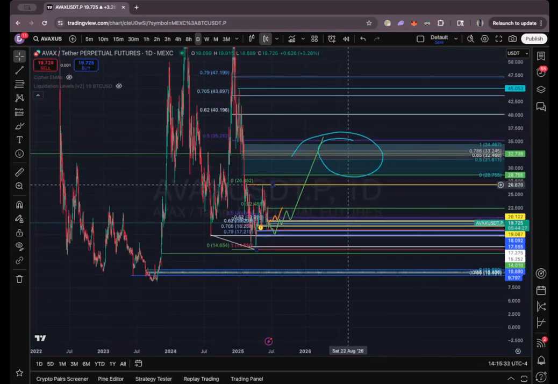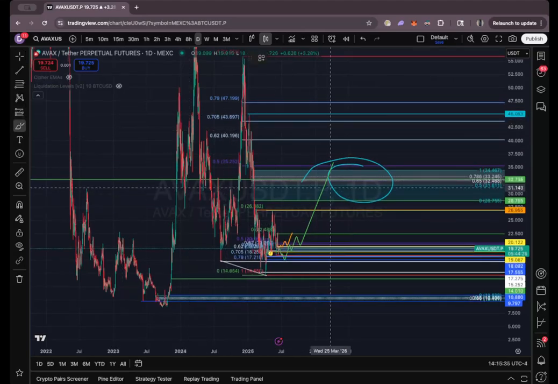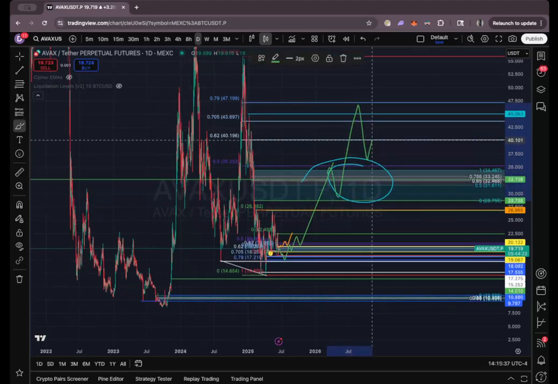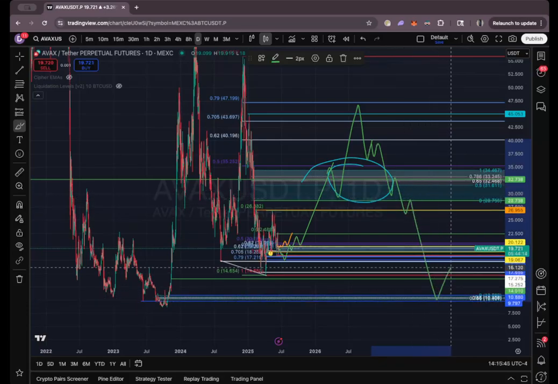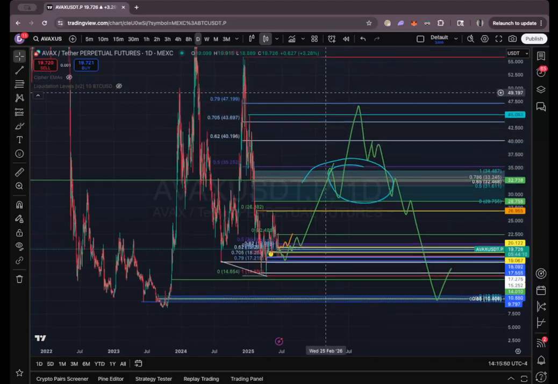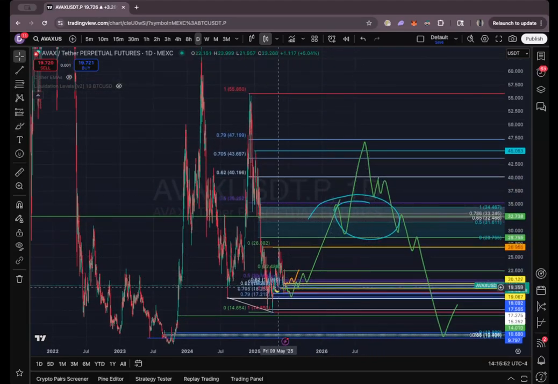And then the same thing happens, right? If we are unable to get weekly closures above 32 and we see a massive impulse wick take out this range, what's going to end up happening is we're going to go all the way back to 10, right? So I'm going to leave this green structure up. It might not take this long.